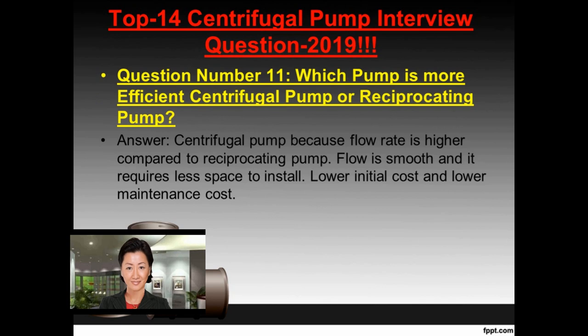Question number 11. Which pump is more efficient, centrifugal pump or reciprocating pump? Answer. Centrifugal pump, because the flow rate is higher compared to a reciprocating pump. Flow is smooth and it requires less space to install. Lower initial cost and lower maintenance cost.